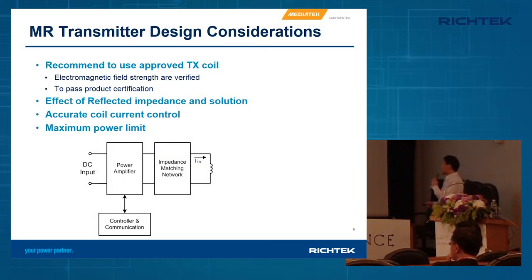For the resonant wireless transmitter design consideration, I recommend using the approved transmitter coil. The reason is the electromagnetic field strengths are verified, and we can pass the product certification more easily. And the effect of reflective impedance and its solution must be considered. Of course, accurate coil current control and the maximum power limit are required.